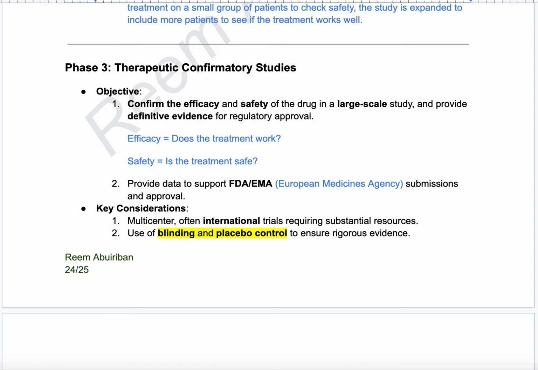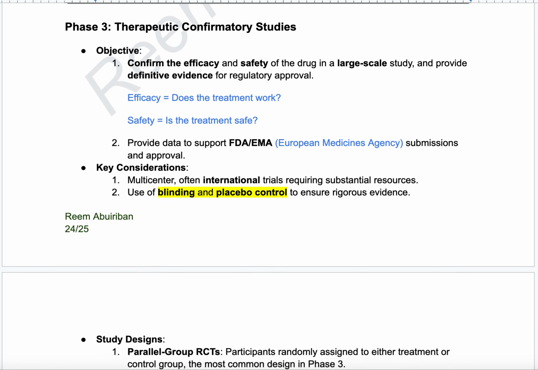Phase 3 is therapeutic confirmatory studies, and the objective is to confirm the efficacy. I mean, efficacy: does the treatment work, and safety: is the treatment safe. That is the difference between efficacy and safety, and from its name, confirmatory.